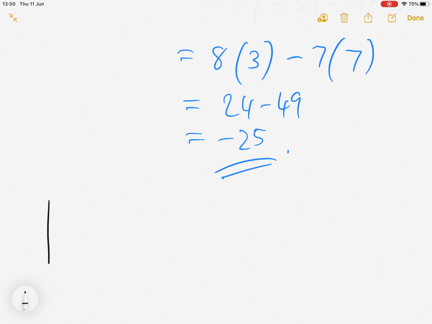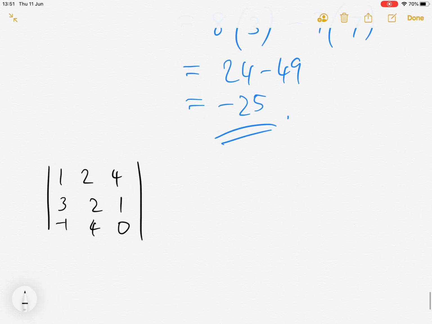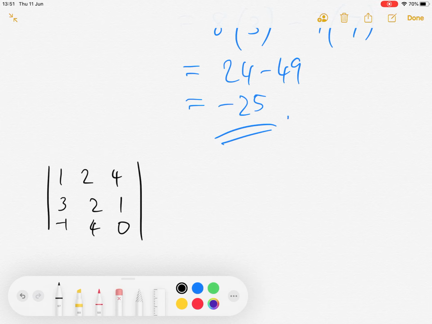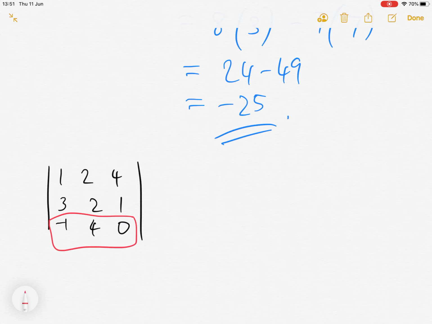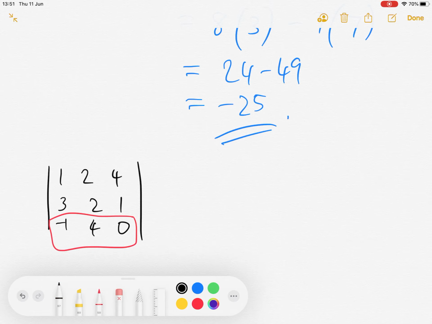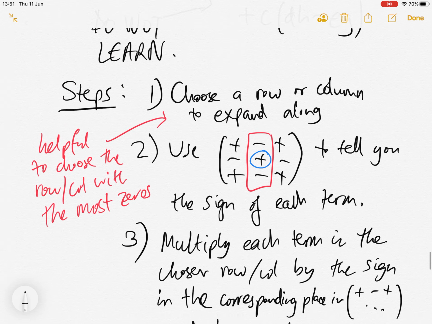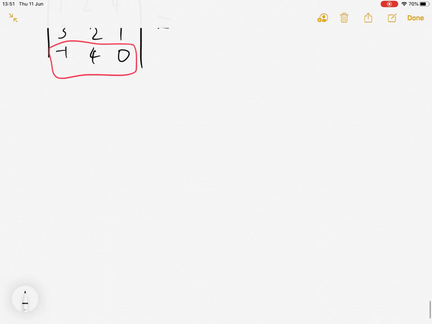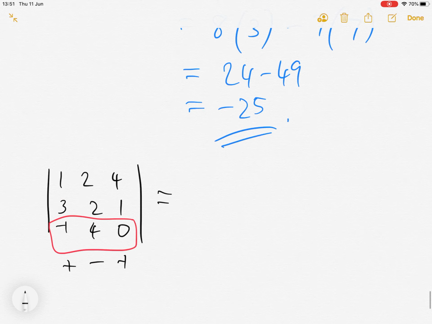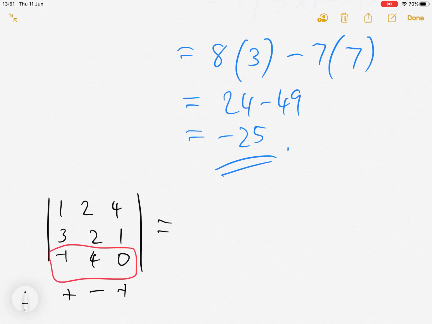Let's find the determinant of 1, 2, 4, 3, 2, 1, minus 1, 4, 0. So again, if you ever do have a row or column that has a 0, it's easiest to pick that row or column. So let's use the third row this time. So we've chosen our row or column. Now we use the plus minus plus thing. So for the bottom row, it's plus minus plus. So that's nice and easy.